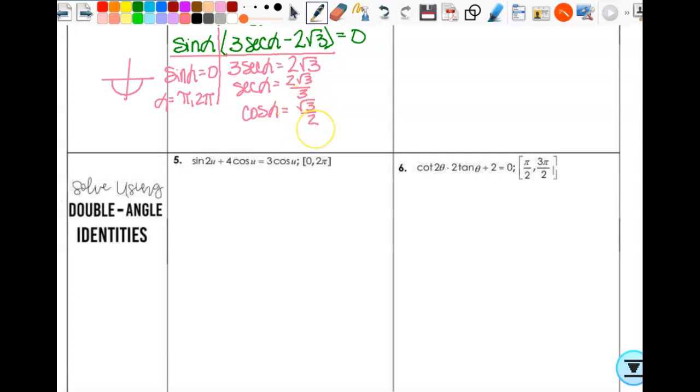Very good. So then cosine is positive in the 4th quadrant. Square root of 3 over 2 gives me a pi 6th angle. So my 4th quadrant pi 6th angle is 11 pi 6. Which means overall, my answer is pi, 11 pi 6, and 2 pi.